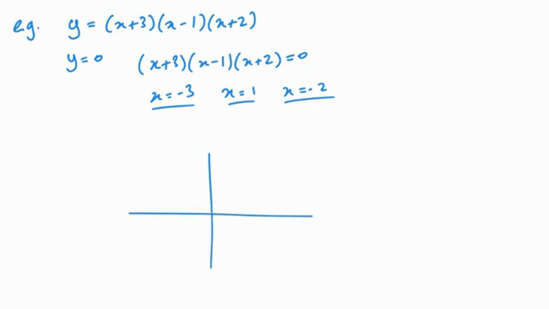Now, as well as that, I can look at what happens where it hits the y-axis. And this will happen when x is 0. So when x is 0, y would be equal to 3 times -1 times 2. So you can see here this is going to be equal to -6. And this is what's going to help me sketch my graph. So looking at my graph, it's going to hit at -3, -2, and +1.